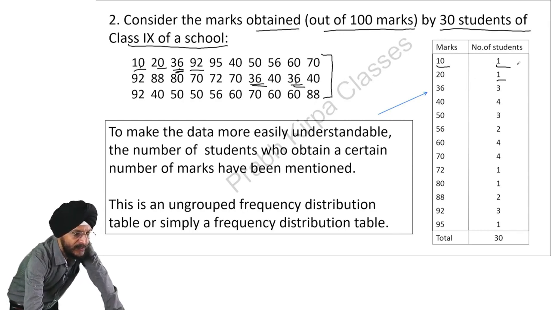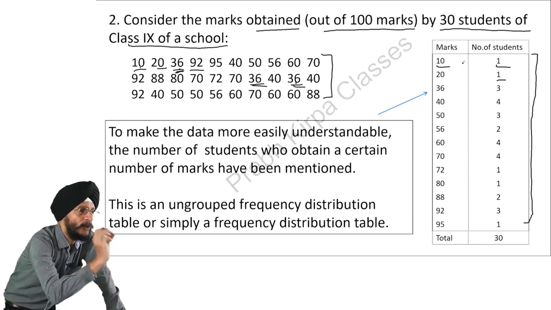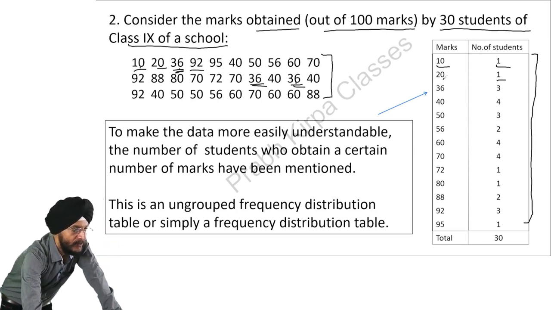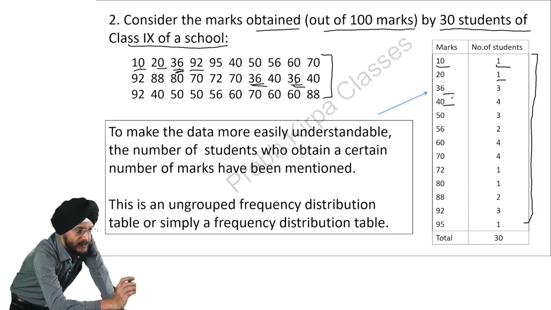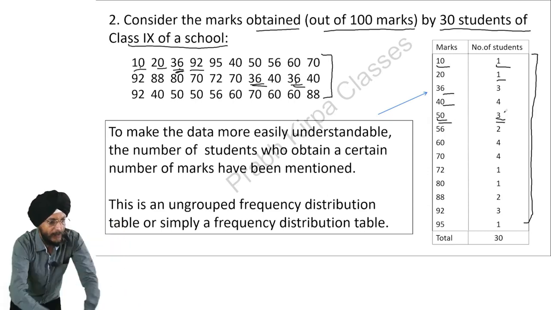In this way, we will form the table showing how many students have obtained a particular number of marks. In this way, we have formed the table that a particular number of students have obtained these marks. So in this way, 50 marks have been obtained by 3 students. We have formed a table.